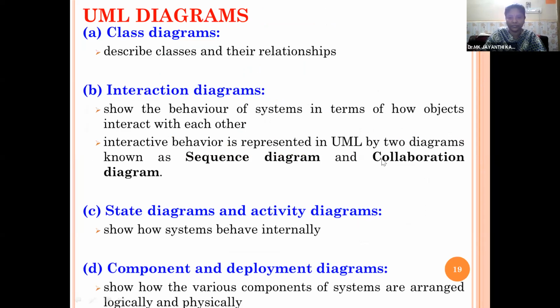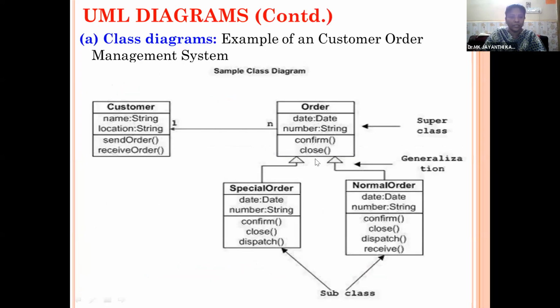Then we discussed the UML diagram that is the class diagram. We took the example of a customer order management system and different types of orders, like special orders and normal orders. So how will the class diagram look?